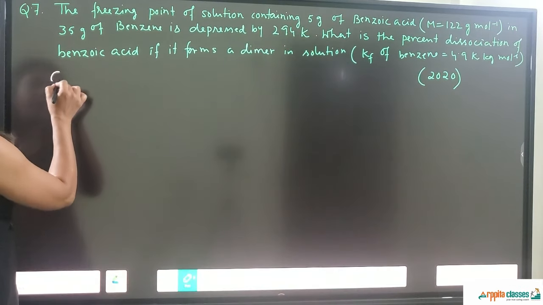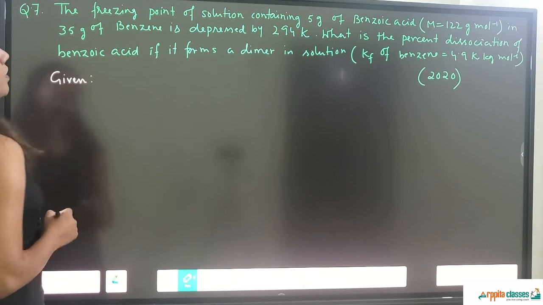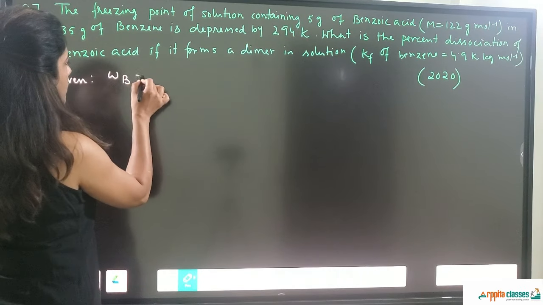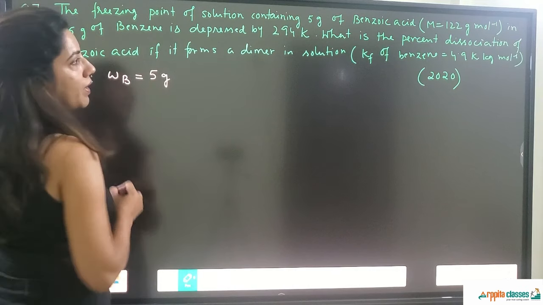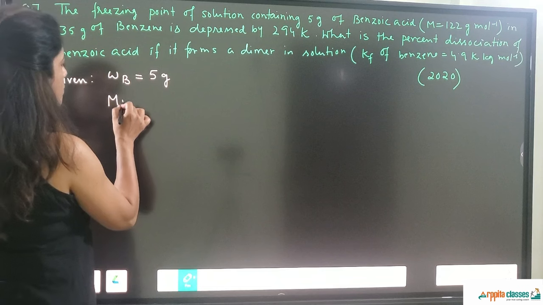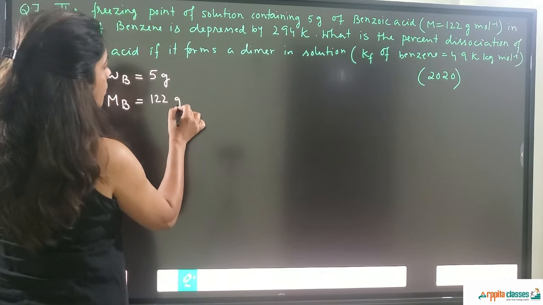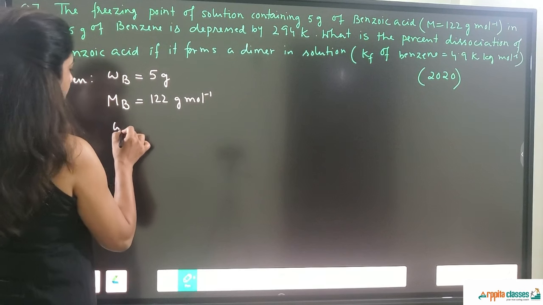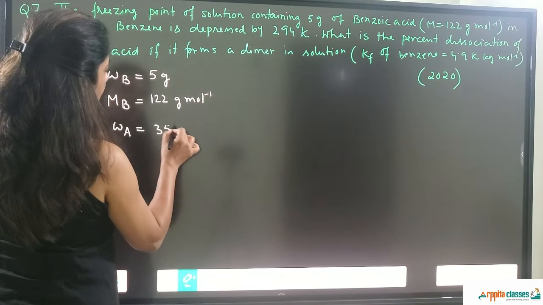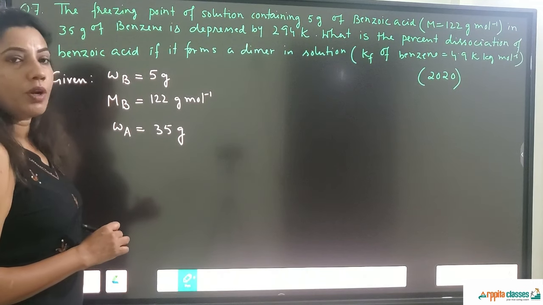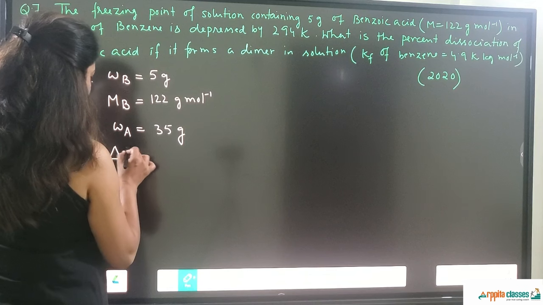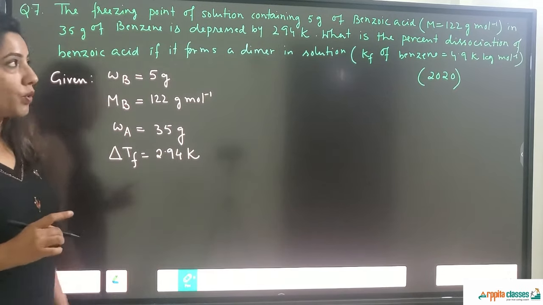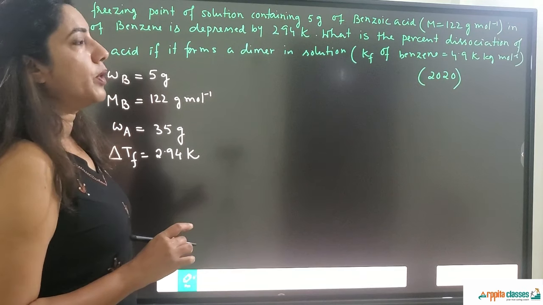Okay, so let's first write down the given information here. The freezing point of a solution containing 5 gram of benzoic acid. So this 5 gram is the weight of the solute, denoted by Wb, is equal to 5 gram, whose molar mass is given. So the molar mass of solute, denoted by Mb, is 122 gram per mole. Now in 35 gram of benzene, which is my Wa, the weight of solvent, that is 35 gram, is depressed by 2.94 Kelvin. So this is the depression in freezing point, delta Tf is equal to 2.94 Kelvin. What is the percent dissociation?